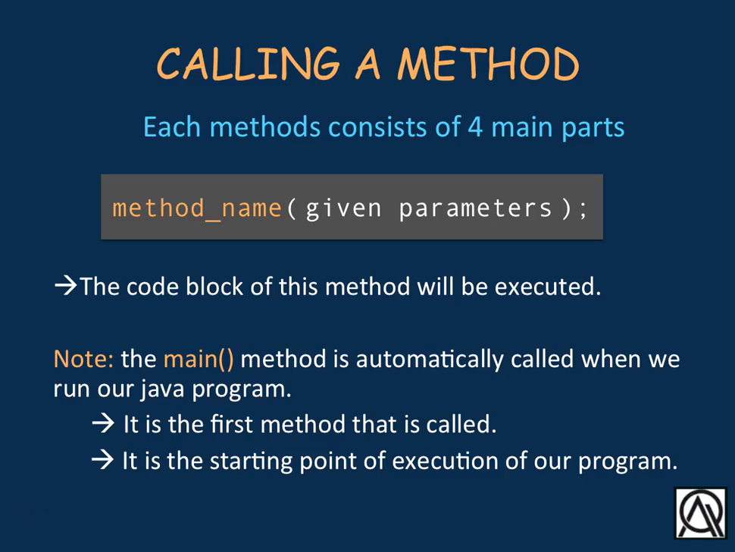And after that we put a semicolon, because calling a method is a statement in Java, and each statement ends with a semicolon. For example, suppose the method that prints the username is called print. So we put print and parentheses, and inside of the parentheses we put the username. And after that, the code block of this method will be executed.